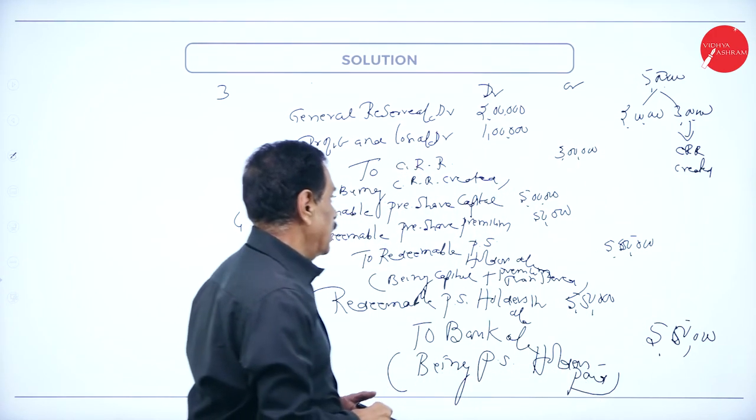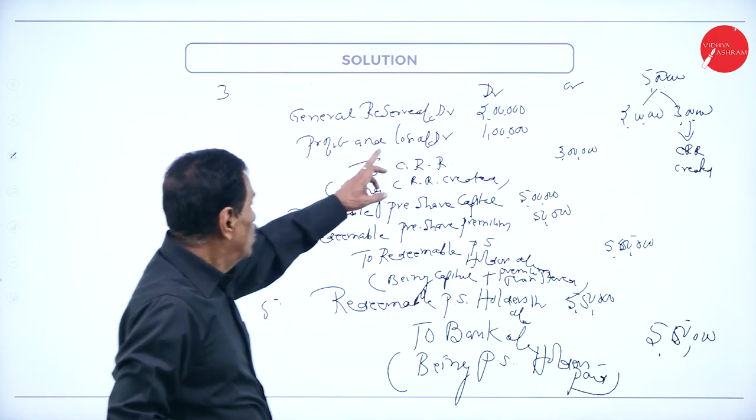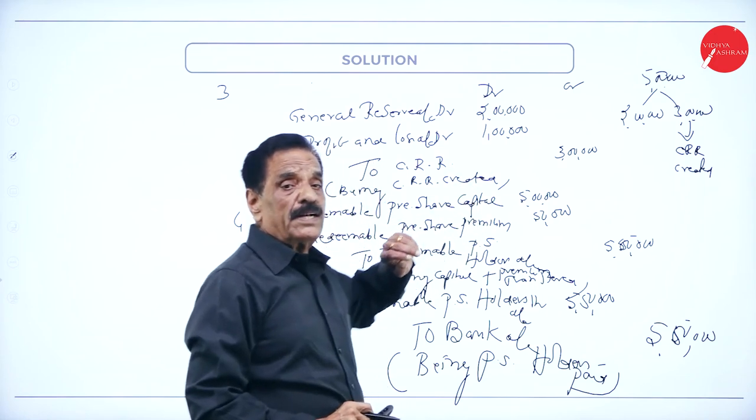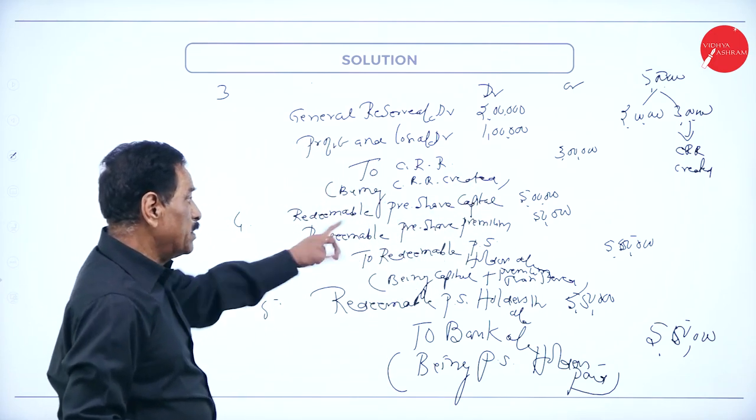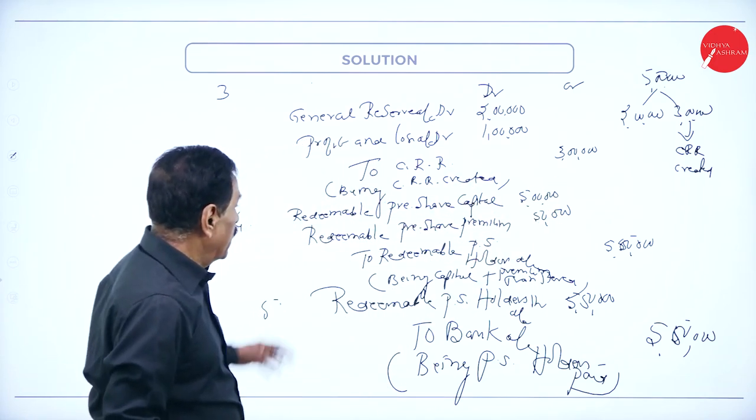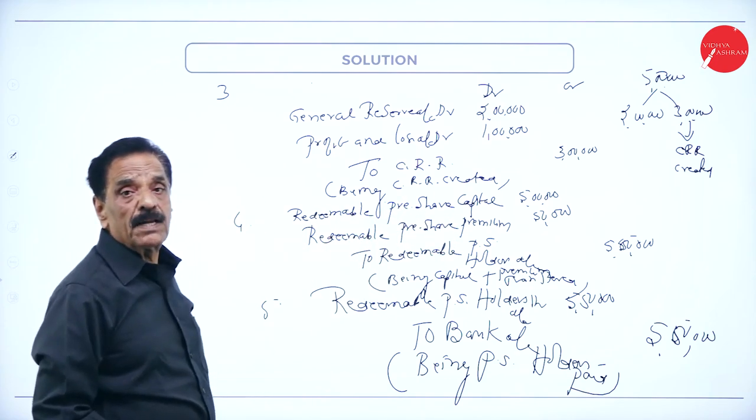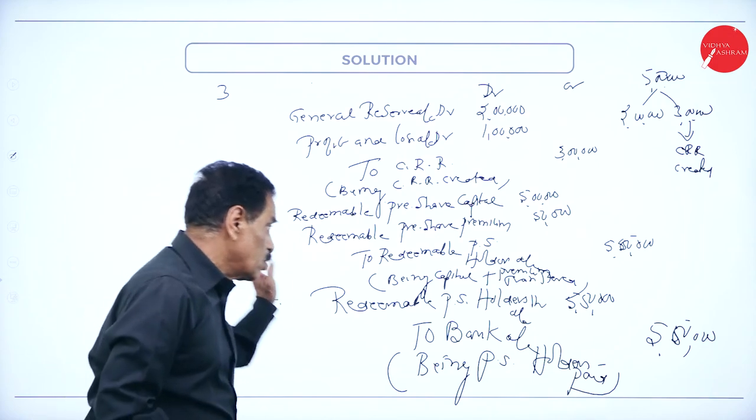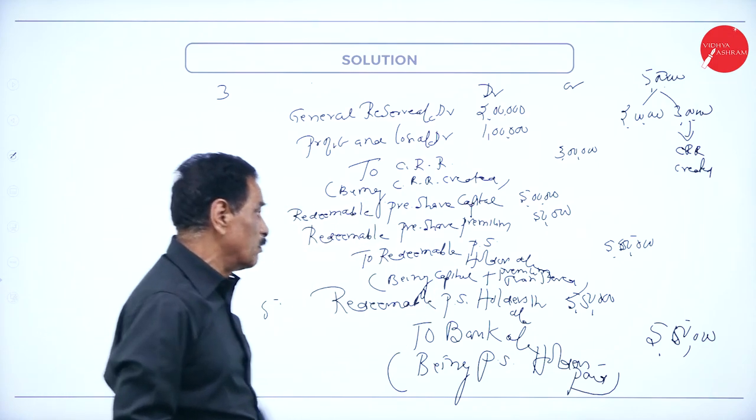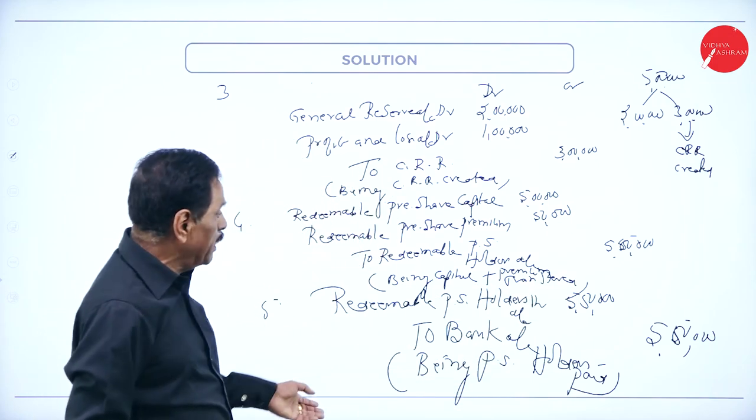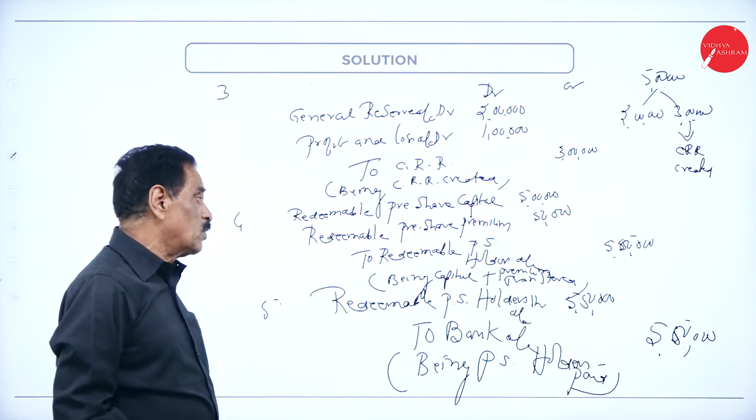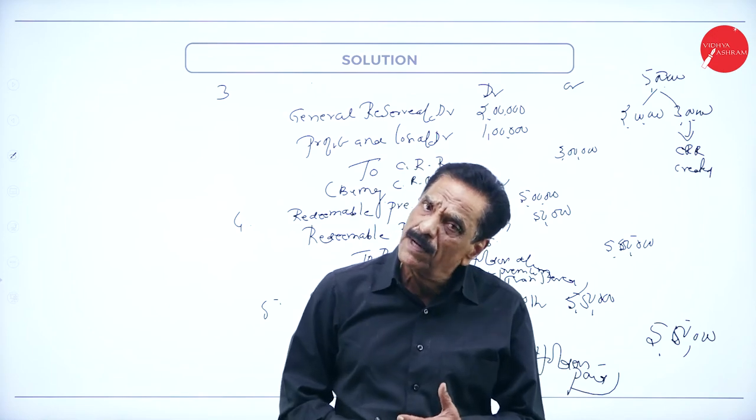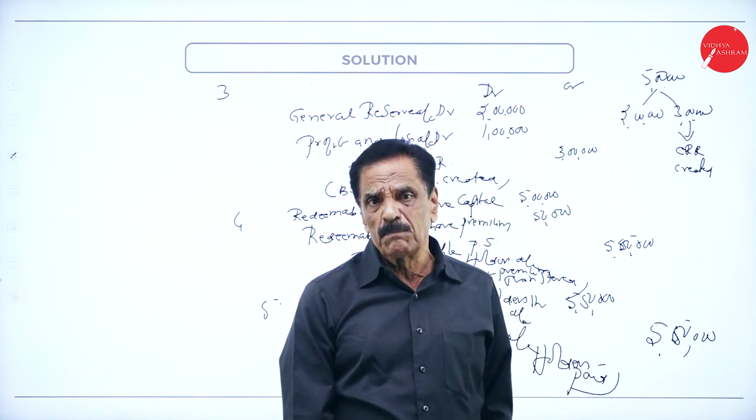CRR is created. So here, general reserve account debtor, profit and loss account debtor to CRR account, being CRR created. Then redeemable preference share capital account debtor, redeemable preference share premium account debtor to redeemable preference shareholder account 5,50,000. Pay them: redeemable preference shareholder account debtor to bank account. All the three problems will come. All the three problems are easy.